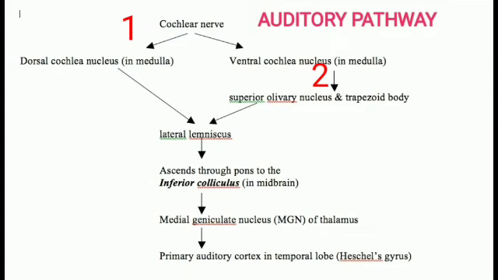From this superior olivary nucleus, the third order neuron arises, and that passes through the lateral lemniscus to reach the inferior colliculus. The fourth order neuron arises from the inferior colliculus to reach the medial geniculate body of the thalamus. And the fifth order neuron arises from the medial geniculate body and passes to the auditory cortex as the auditory radiations.